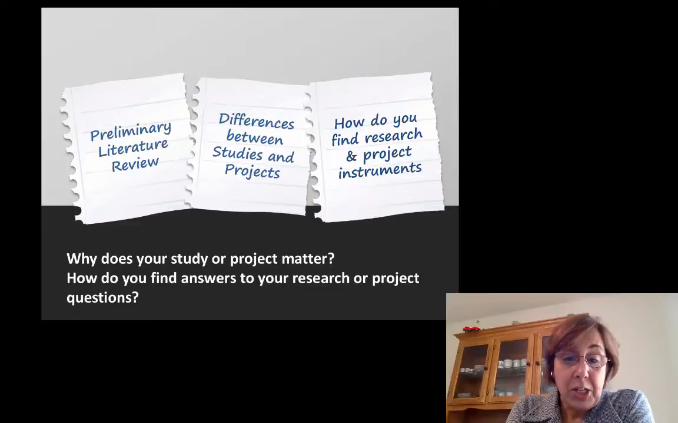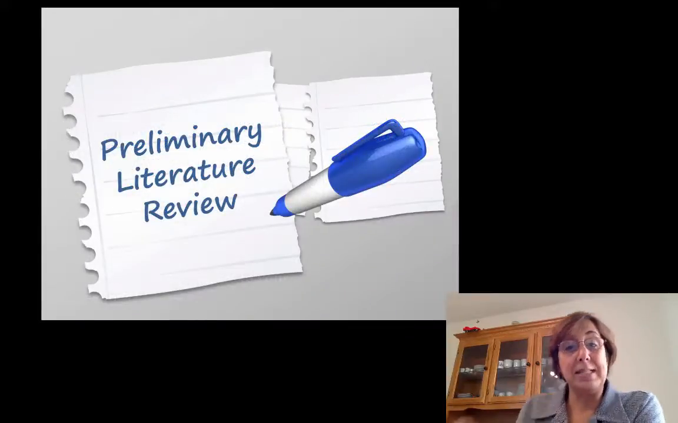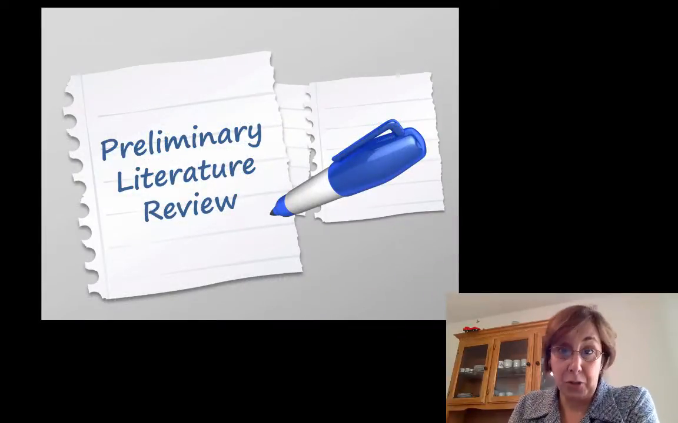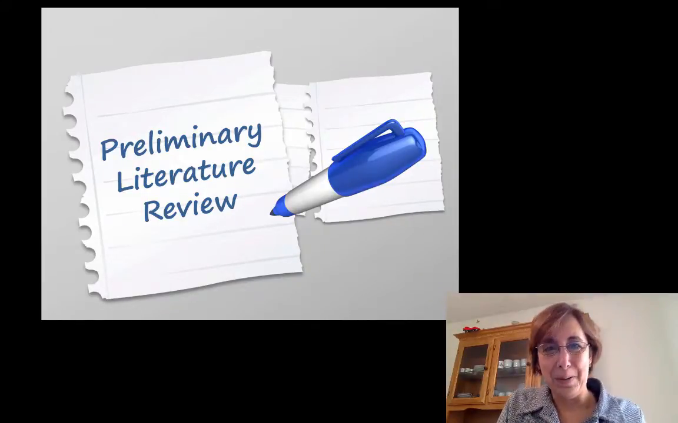The main questions that you're trying to find out here are, first, why does your project or study matter? This is really what you're trying to find out from your literature review. And the second one is, how do you find answers to your research or project questions? So here we go, and we're going to start with the preliminary literature review. And this is not exactly about how to find articles on the Drake library. That I already did in the last video that I sent you.